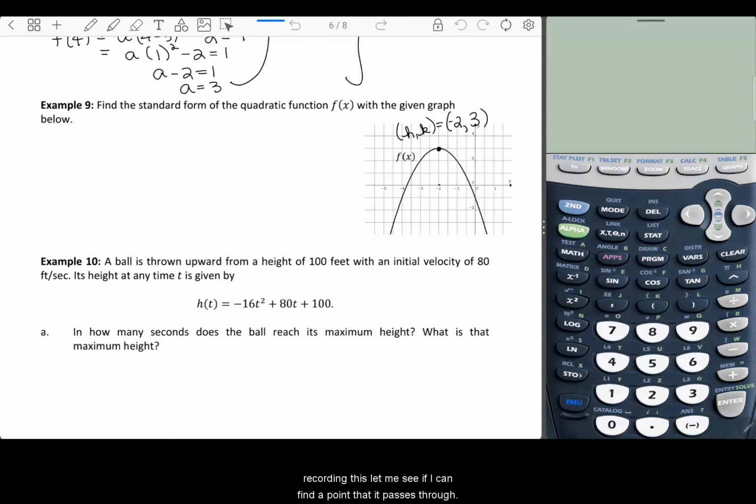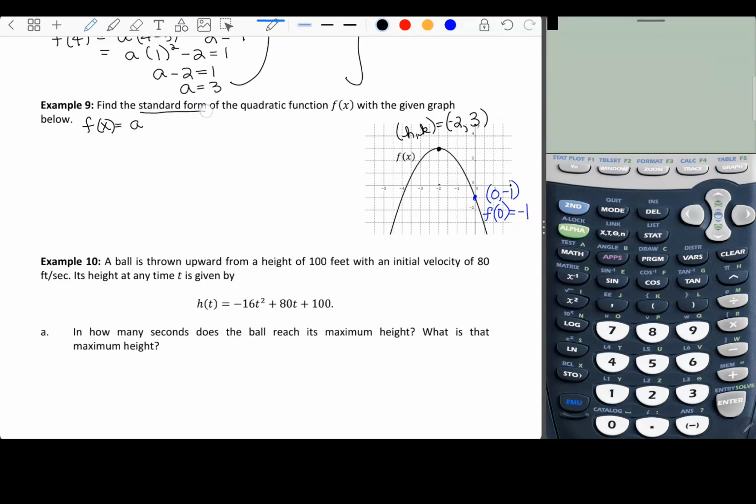Let me see if I can find a point that it passes through right there. I like that point. That's the y-intercept. So it passes through this point, which is (0, negative 1). Okay, so now I'm going to take this information and write my equation. f of x equals a, standard form once again.